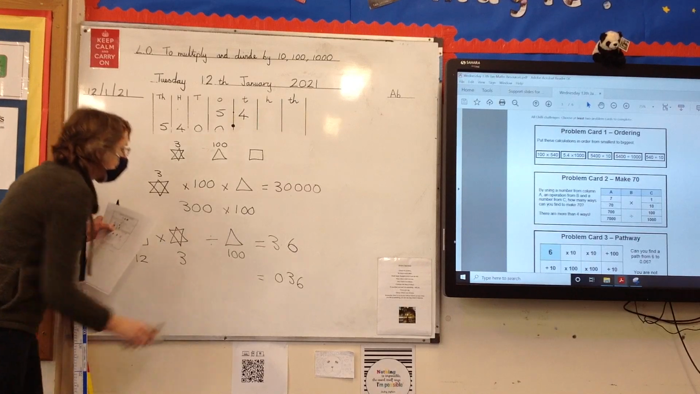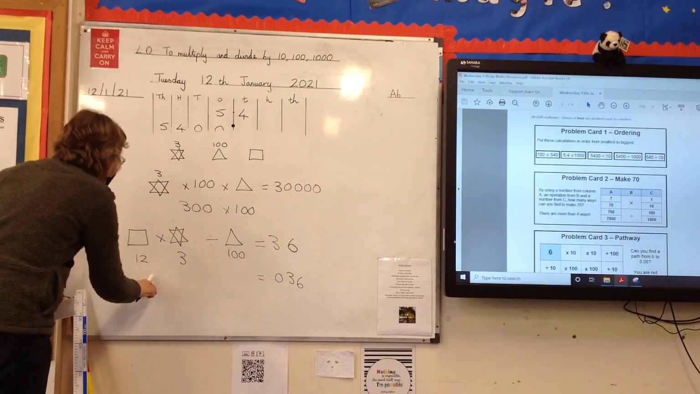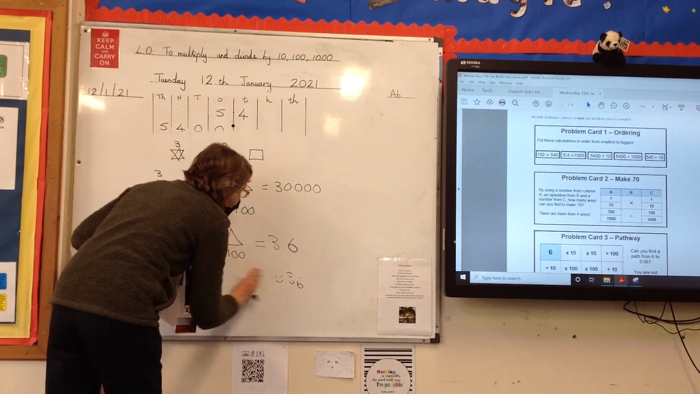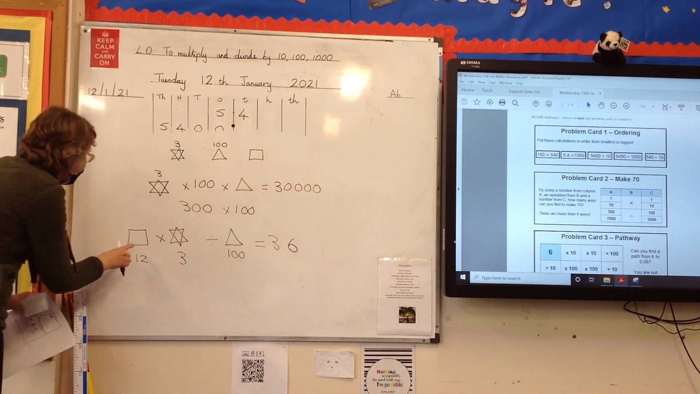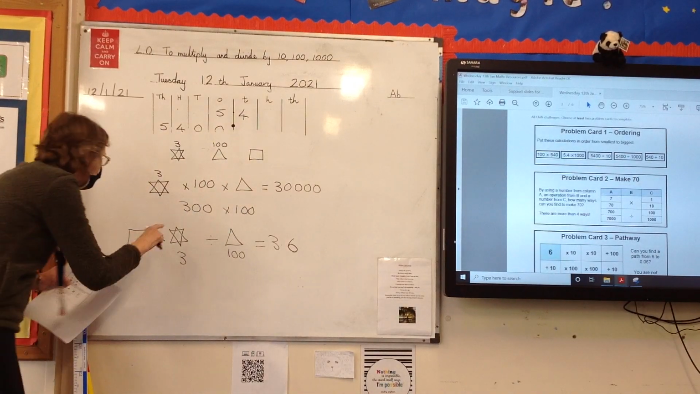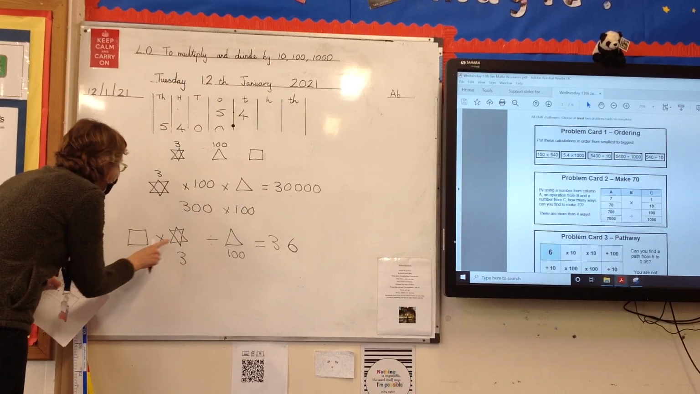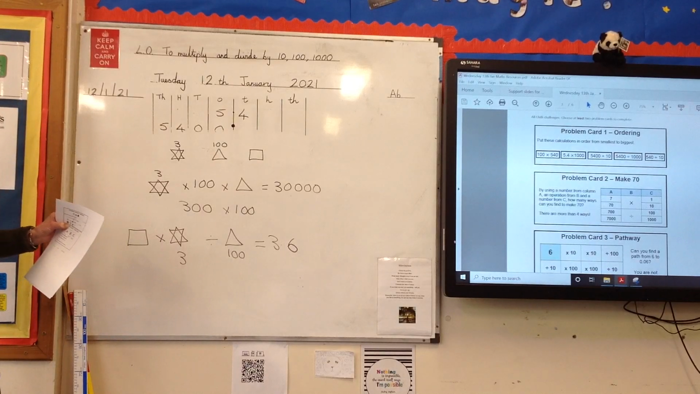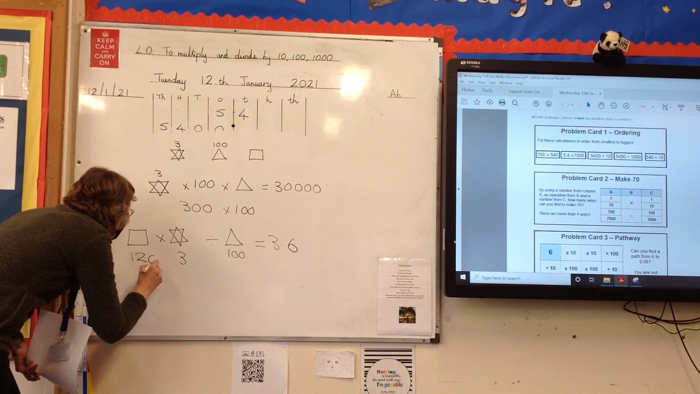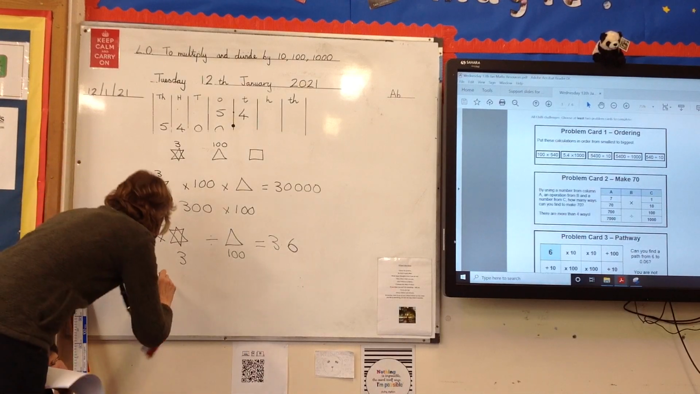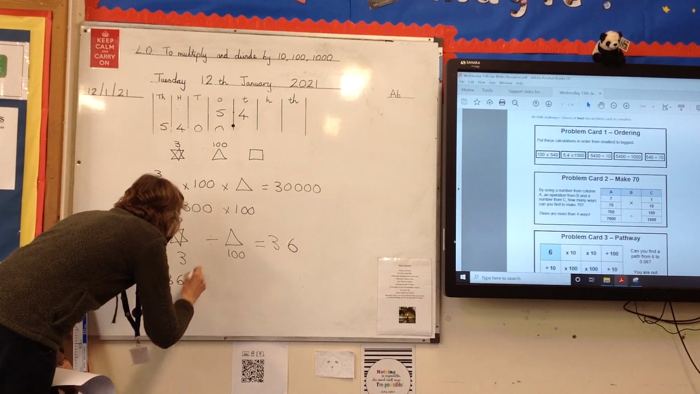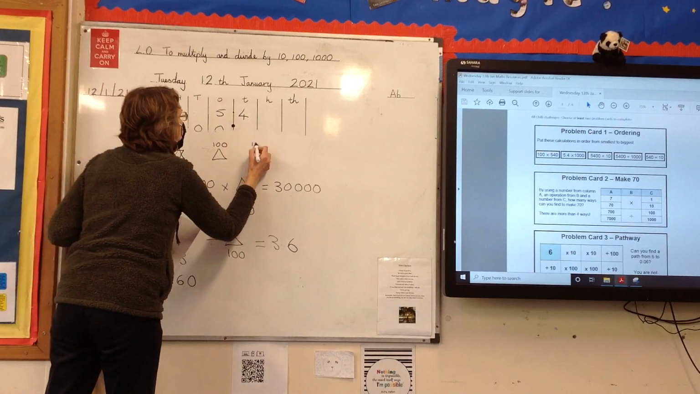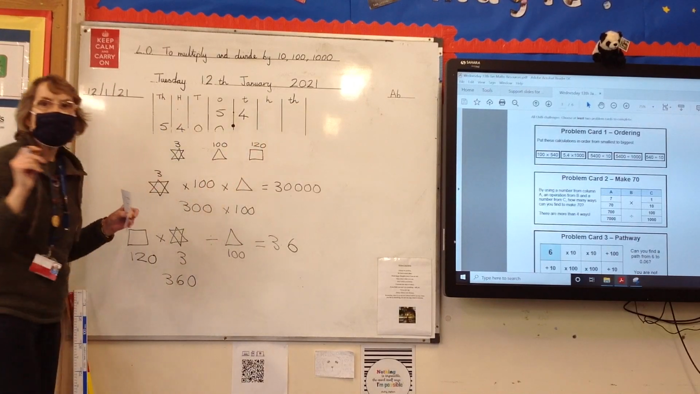Instead of making 36, I need to make 360, because 360 divided by 100 would give me 3.6. So how am I going to make 360? What do I need that square to be to make it 360? 120, good, well done. Right, 120 times 3 is 360. Divided by 100 is 3.6. So our mystery number is 120. Okay? Everybody clear?